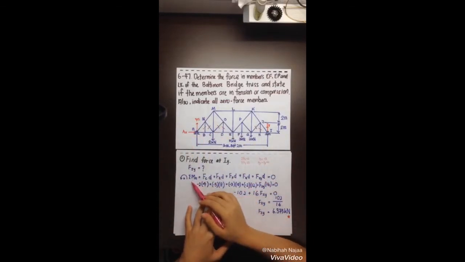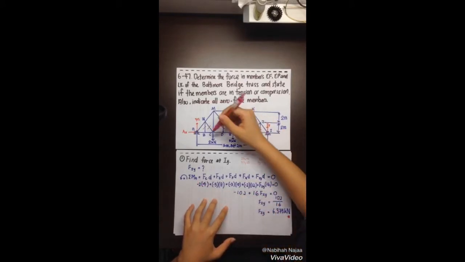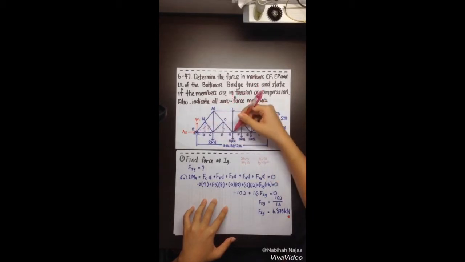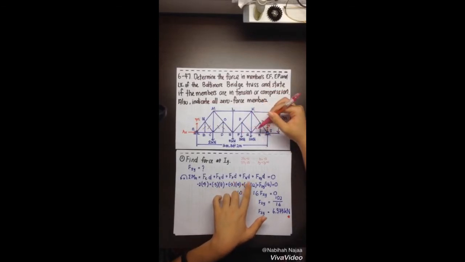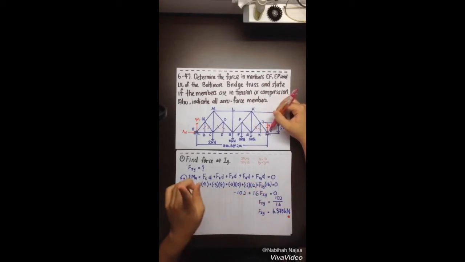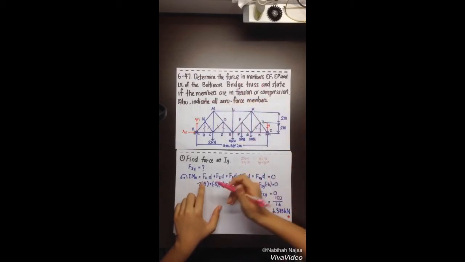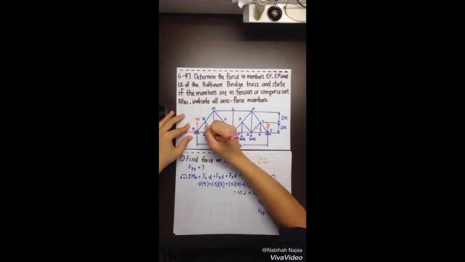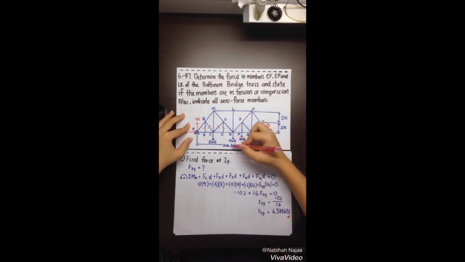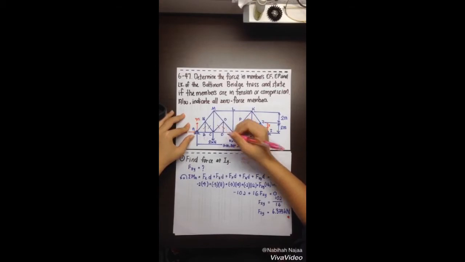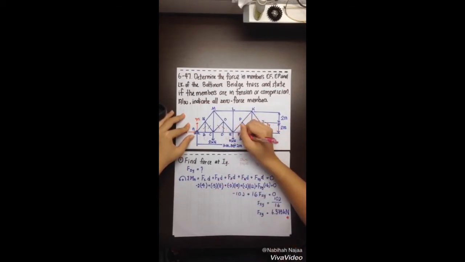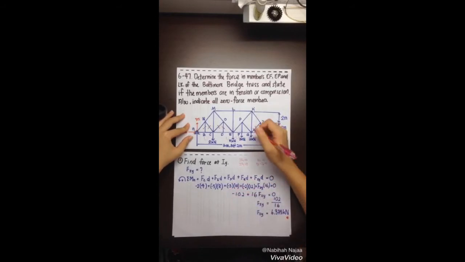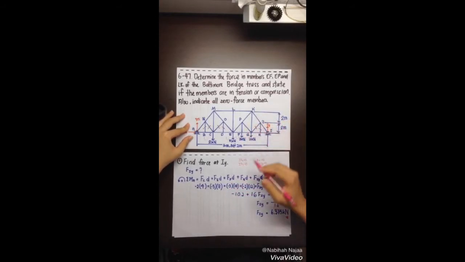So let's see here. Summation of MA equals to 0. We have force C times distance, force E times distance, force F times distance, force G times distance, and force Iy times distance. Remember the positive negative sign. FC to point A turns clockwise, so it will be negative. FE to point A also turns clockwise, so it will be negative. FF is the same too. To point A, it turns clockwise, so it will have a negative sign. Force of G also turns clockwise, so it will get a negative sign.